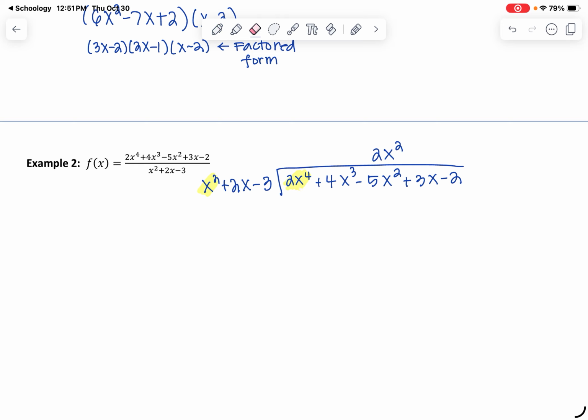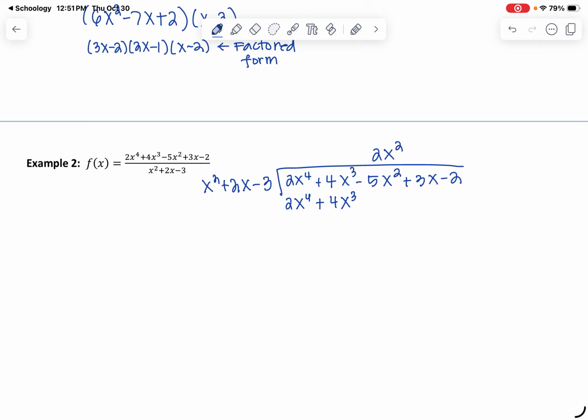And now since I put that on top there, I'm gonna multiply everything over here by 2x squared, okay? So I have 2x squared times x squared, which is 2x to the 4th, it better be, okay? 2x squared times 2x is 4x cubed. I'm gonna write that underneath my x cubed.